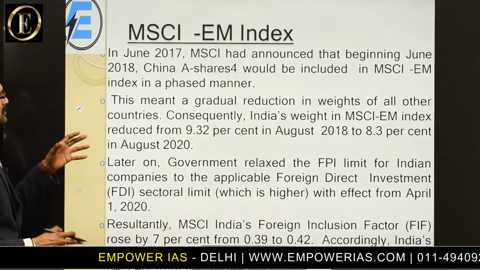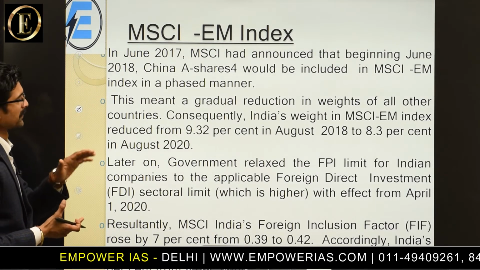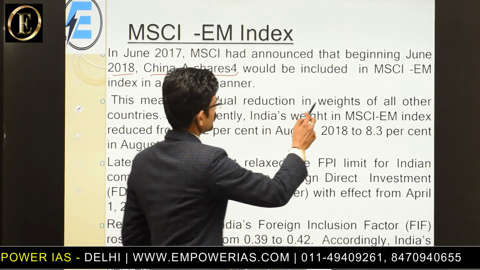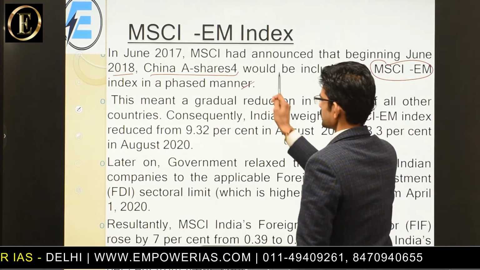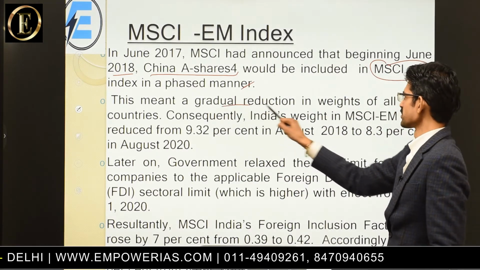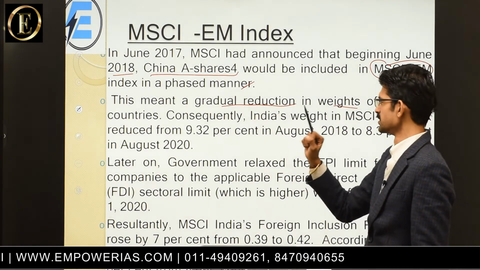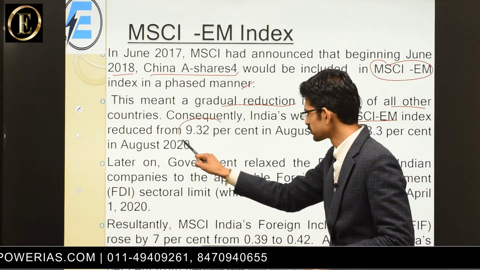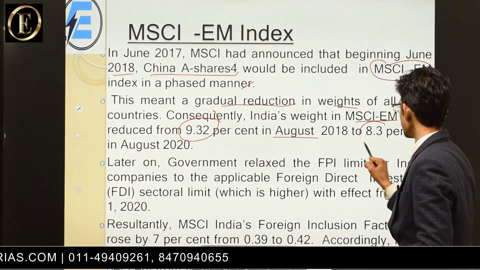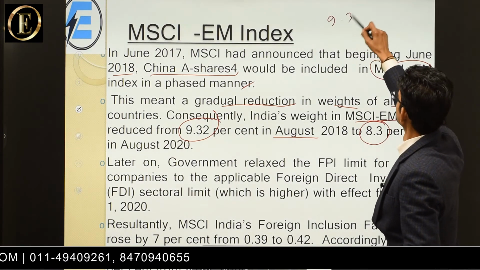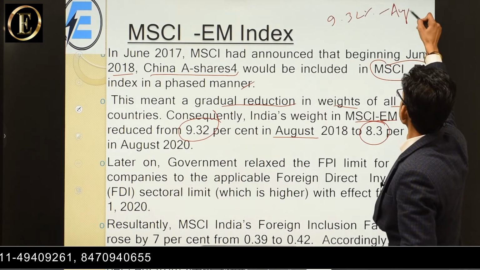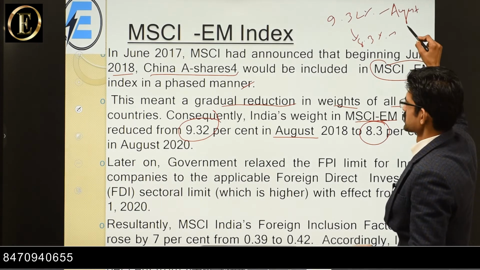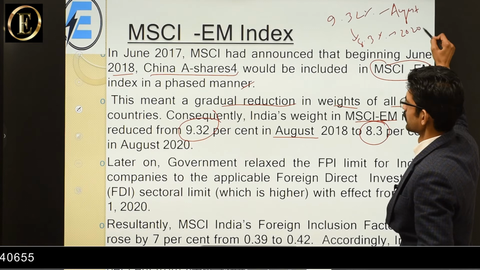Very important. So MSCI announced in June 2017 that beginning June 2018, China's shares would be included in the MSCI Emerging Market Index in a phased manner. This means a gradual reduction in weights of all other countries. Consequently, India's weight in the MSCI index reduced from 9.32% in August to 8.3%, यानी कि 9.32% अगस्त के इंडेक्स से ये रिड्यूस करके 8.3% अगस्त 2020 में लाया गया.